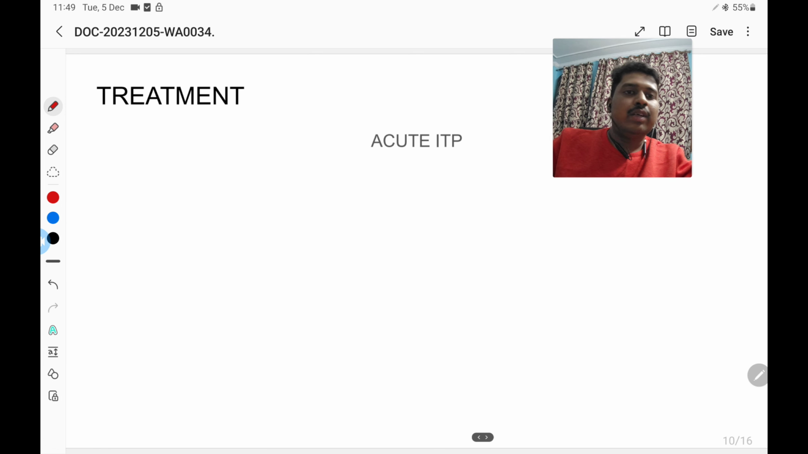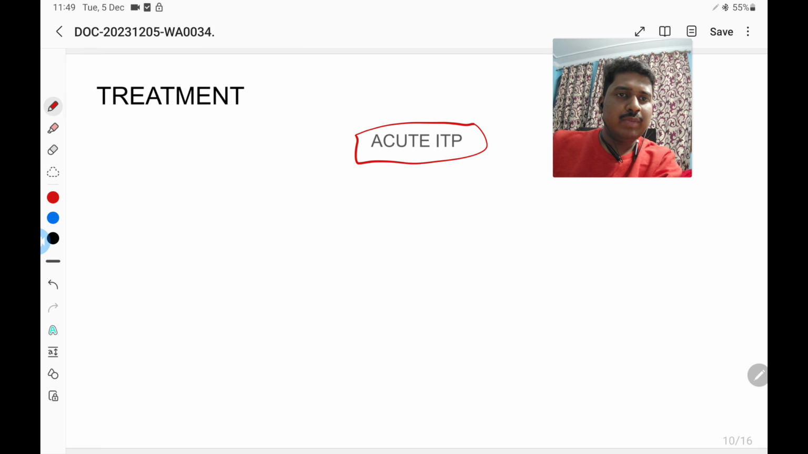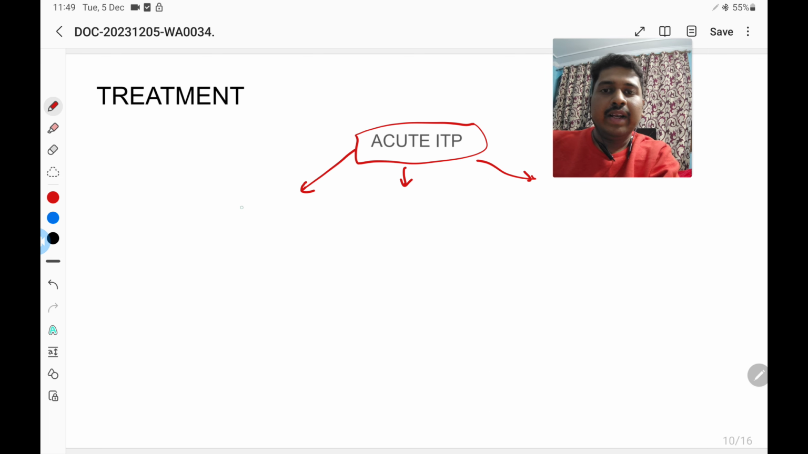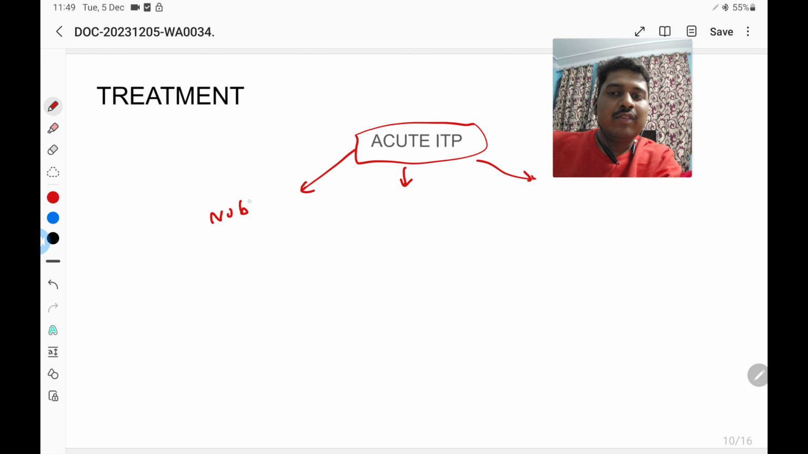Next, coming on to treatment of ITP, it is very simple. Just divide into acute and chronic ITP. Acute ITP divide into three categories. What is the symptom of ITP? Bleeding. So sometimes the patient may not present with bleeding, or there will be minimal bleeding. So that time you just have to do observation.